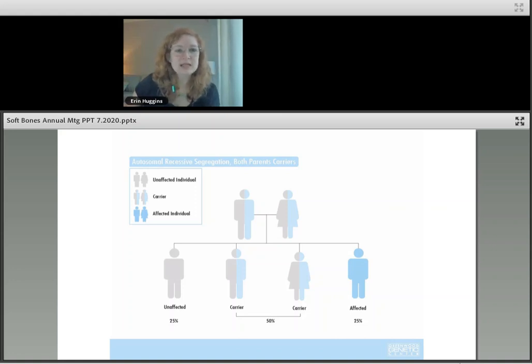The first possibility is that they both pass on their normal copy, and you have a child who is unaffected and doesn't carry a mutation at all. The next possibility is either dad passes on his mutation and mom passes on her normal copy, or vice versa, and then you have a child who is a carrier. So the carriers look similar to the parents in that they have just the one copy, but they don't have the symptom itself.